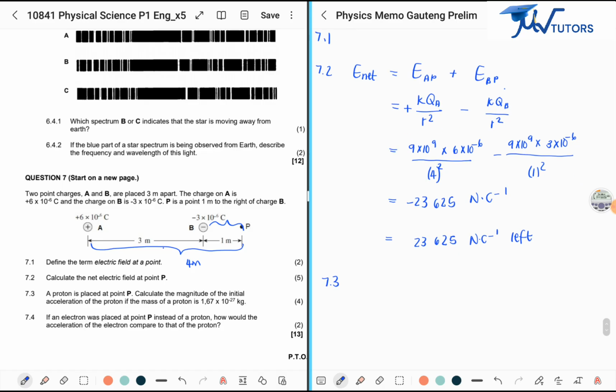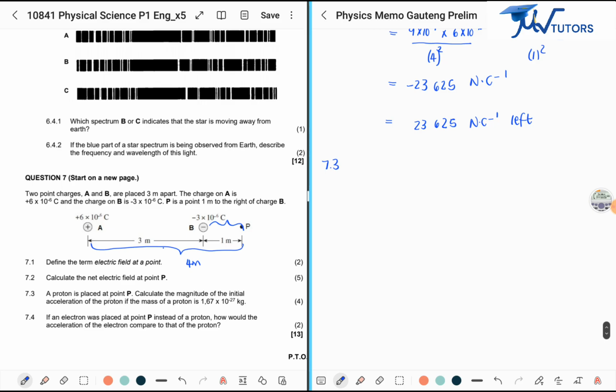Now 7.3. A proton is placed at point P. Calculate the magnitude of the initial acceleration of the proton if the mass of the proton is 1,67 times 10 to the -27. What came to my mind when I read acceleration and when I read mass is force, electrostatic force, being equal to the net electrostatic force, mass times acceleration.